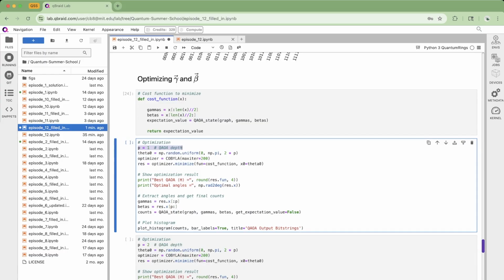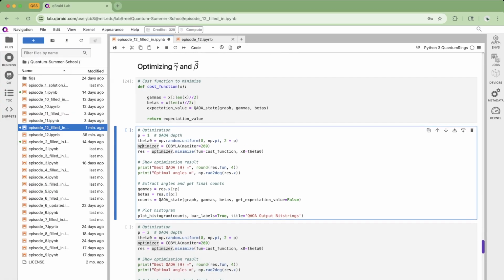So here's a little chunk of code that can do that for us. We pick the depth of our circuit. Our initial guess angles for our gammas and betas are going to be just uniformly chosen from 0 to pi. And then we're going to minimize. We can find our minimized expectation value, the optimal angles. And then we're going to extract the optimal angles, prepare the QAOA state again with those optimal angles, and get a distribution for what we measure. So let's see.